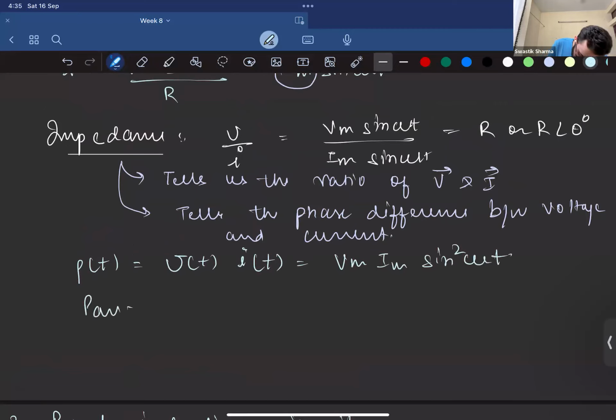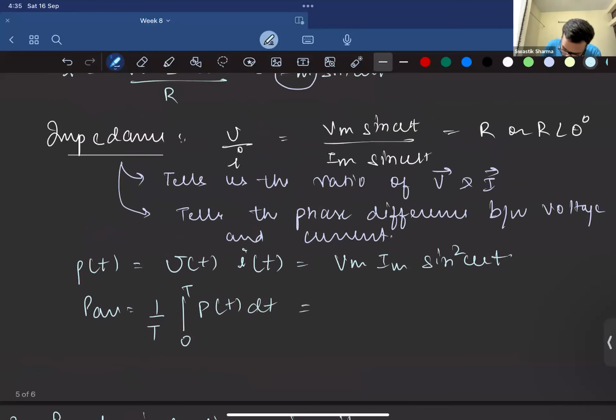And the average power is given by what? 0 to T, dt, right? So can someone tell me what is the average power going to look like? We just calculated the same thing, right? It was Em sine square t. So it would come out to be Vm Im by 2. So you can solve it and let me know. And this is what it will look like.